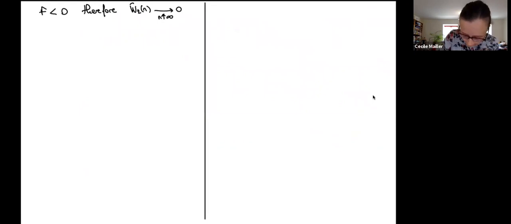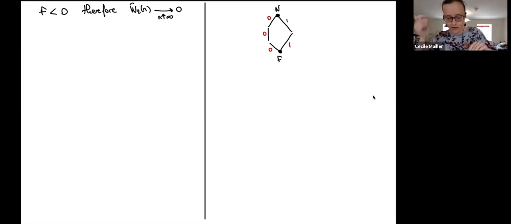So let's say we have a graph like this. Okay, and the nest is at the top, the food is at the bottom, and we say that the limiting weights are going to be 1, 1, and 0, 0, 0, at least in the loop-erased and the geodesic model.